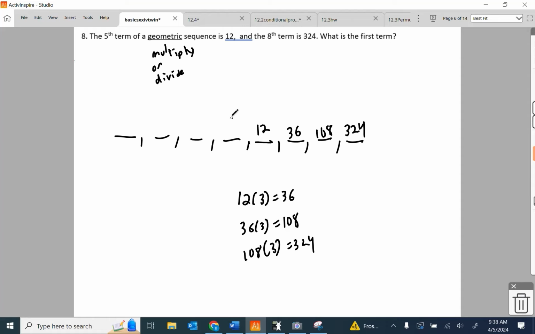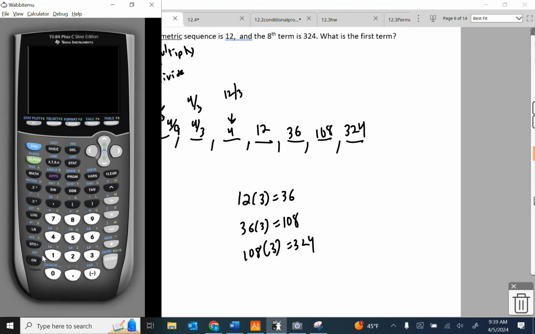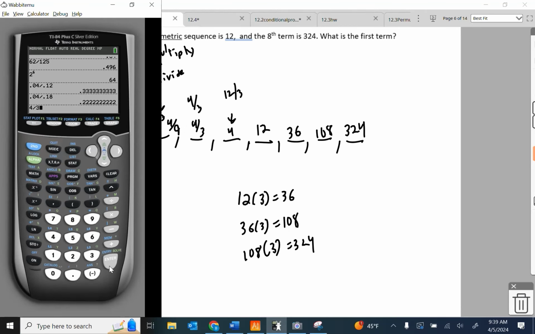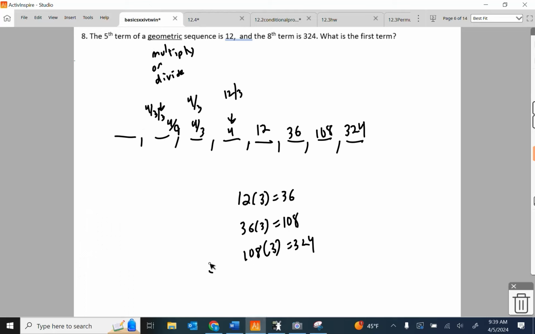I want the first term. So this guy is going to be 12 over 3, which is 4. This guy is going to be 4 over 3, which is 4 over 3. This guy is going to be 4 over 3 over 3, which is 4 over 9. You might not know how to work with fractions. You might have to type like 4 over 3 divided by 3, math, enter, enter. You might have to do stuff like that. Anyways, the next thing, if you divide by 3, is going to be 4 27ths, and the first one's going to be 4 81st.